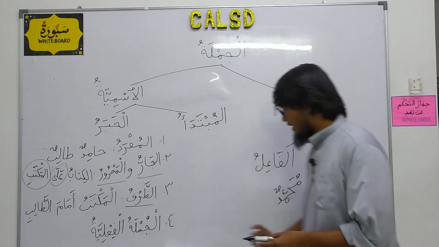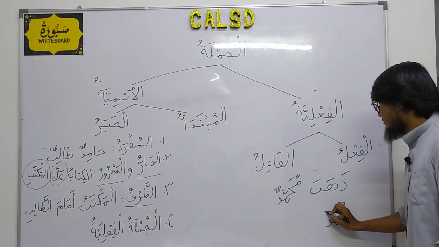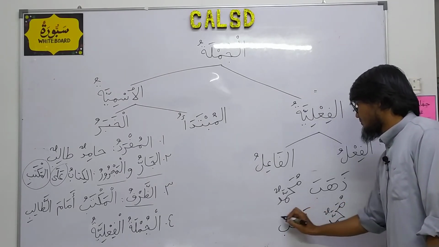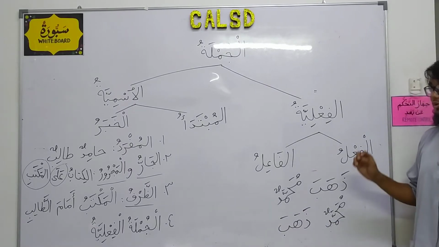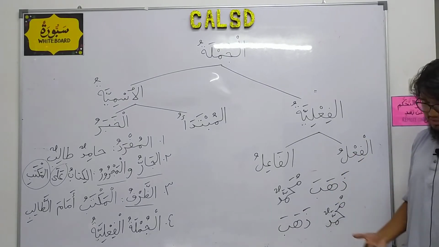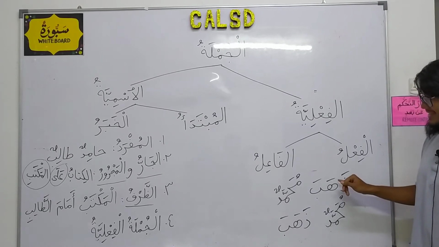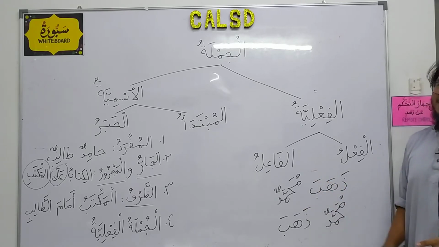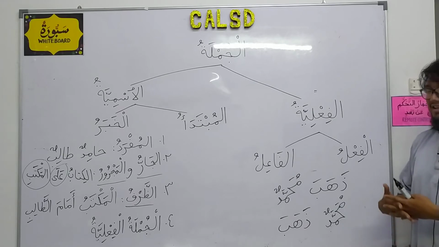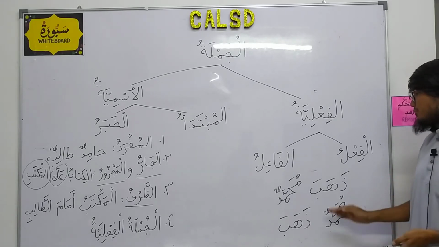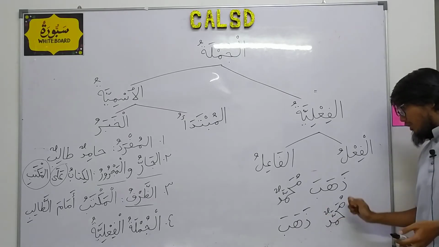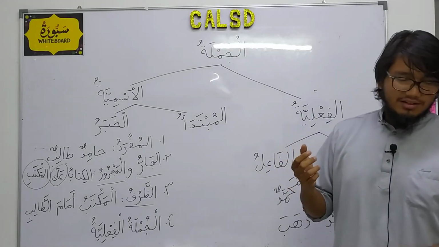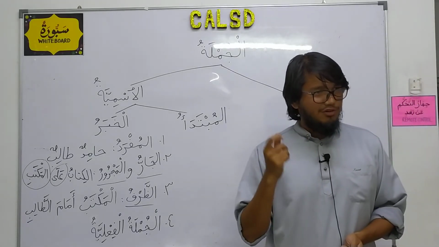what is the difference between dhahaba Muhammadun and Muhammadun dhahaba? When I ask this question, usually the students will reply, basically in Malay, they will say, telah pergi Muhammad, Muhammad telah pergi, which is wrong in a sense. The real translation would be Muhammad went. This is like Muhammad is the one who went.